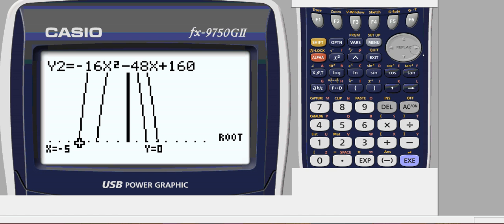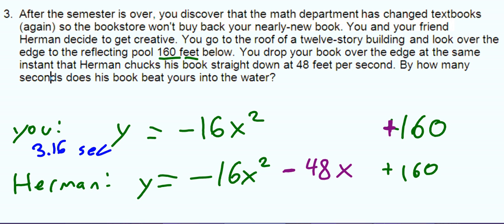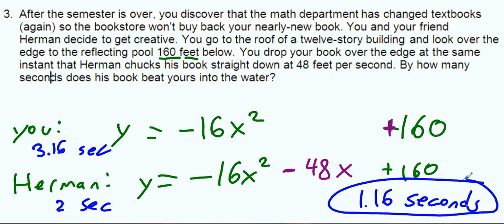We don't want the negative. We want the positive value for when it hits the ground. And that hits the ground at 2 seconds. So by how many seconds does his book beat yours into the water? Well, from 2 seconds to 3.16 seconds. That's a 1.16 seconds difference.